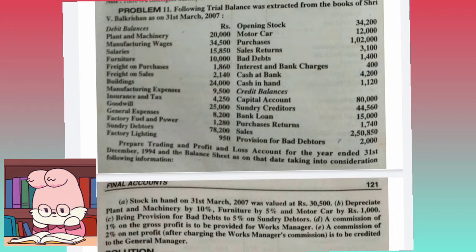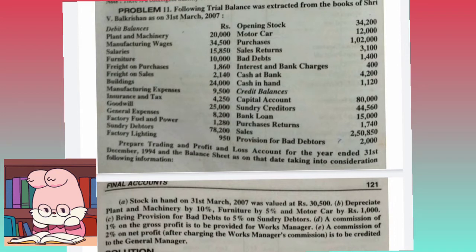Freight on purchases will be taken on the debit side of the trading account. Freight is an expenditure on purchases, so it is taken on the debit side of the trading account. See, freight on purchases is nothing but carriage inwards. Freight on sales is nothing but carriage outwards. So carriage inwards will be taken on the trading account debit side, and carriage outwards will be taken on the debit side of the P&L account. So freight on sales will be debited to the P&L account. Buildings, asset, manufacturing expenses, trading account.